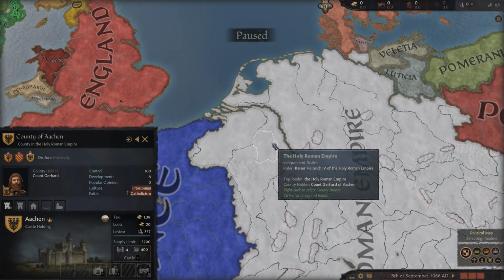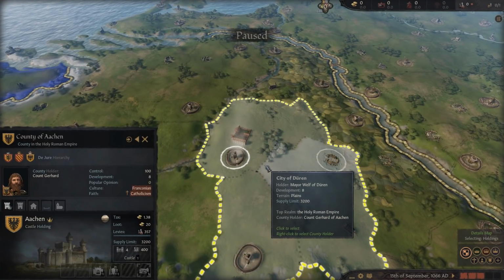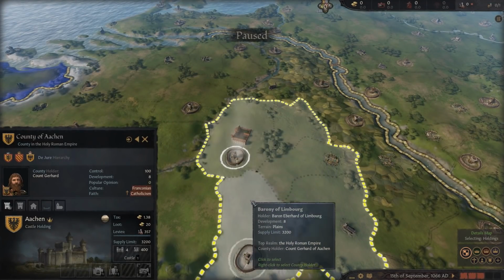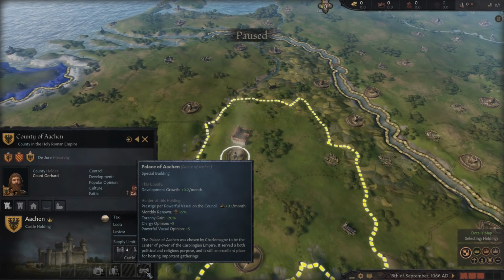Now we are back in the HRE and in Aachen, the county of Aachen, and you can already see it here. What we are talking about is the Palace of Aachen. Again, always constructed and automatically enabled. You don't need to do anything. It's there. 867, 1066, does not matter. The Palace of Aachen was chosen by Charlemagne to be the center of power for the Carolingian Empire. It served both political and religious purposes, and is still an excellent place for hosting important gatherings.